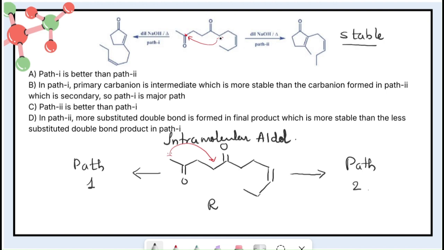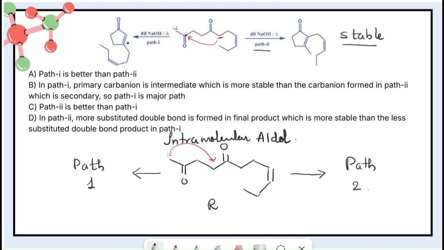Although the carbanion formed here is a secondary carbanion, due to the stability of the product, we prefer path 2. In case of path 1, although we have a primary carbanion, it's kinetically favoured. That means the formation of the primary carbanion is quick, right? Therefore, it is going to form the product shown here.